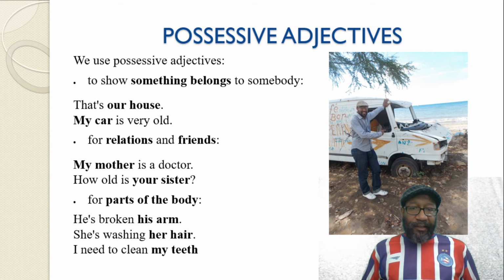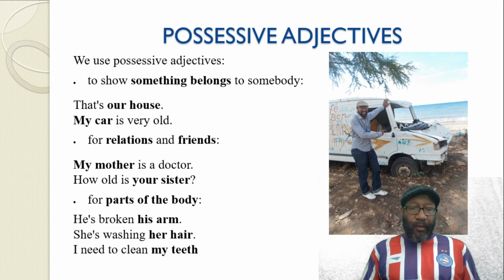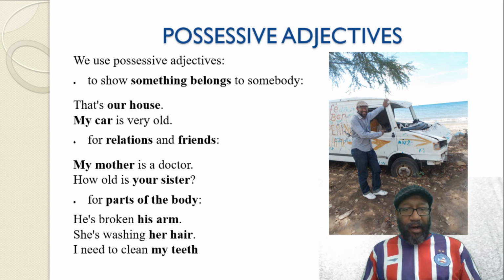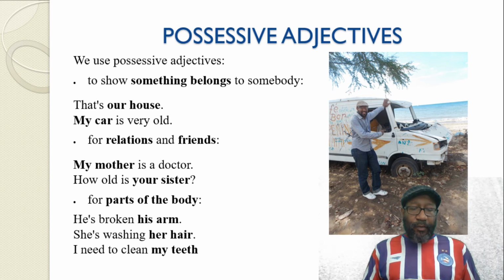For relations and friends, my mother is a doctor. How old is your sister? And for parts of the body, he's broken his arm. So this is a present perfect structure. He has broken his arm. She's washing her hair. And here is present continuous. She is washing her hair.